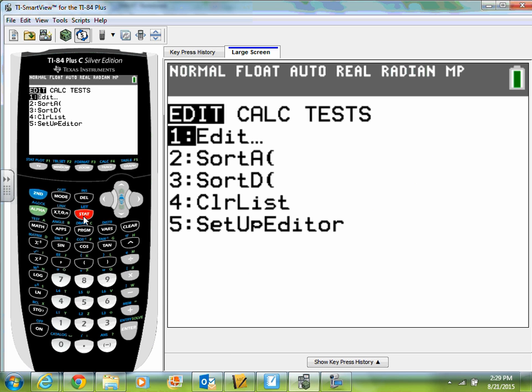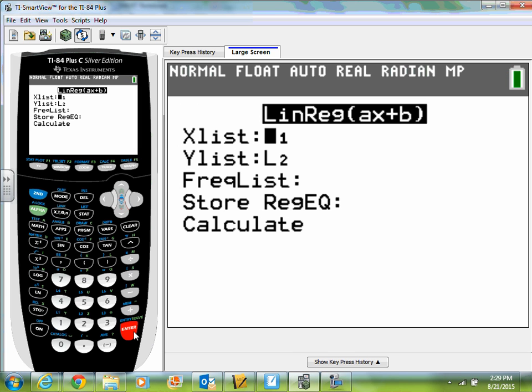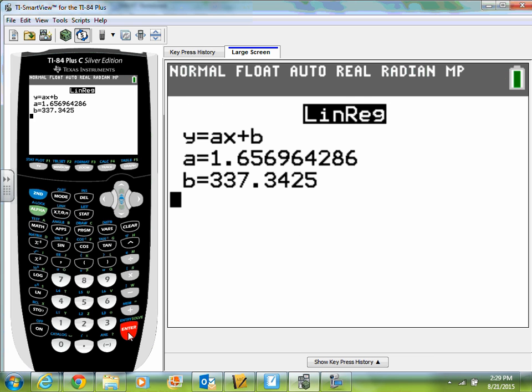So click back to stat, and then arrow over to calc. And we're going to go down to our linear regression, which is number 4. ax plus b is a linear function. And we're going to hit enter. Okay, then it pulls up where we're pulling our lists from. So we know our x values came from list 1. We know our y values came from list 2. You can ignore the frequency list and the store regression. Arrow down to calculate, hit enter.